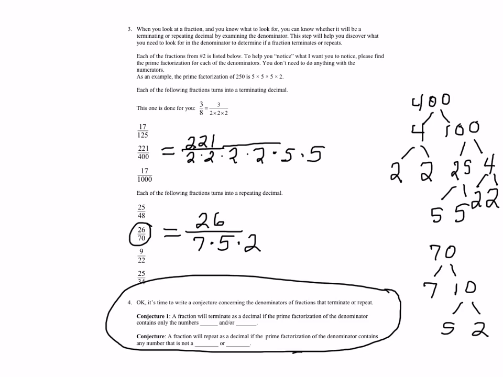And then a fraction will repeat as a decimal if the prime factorization of the denominator contains any number that is not. All right, so that's the important part here. Any number that is not a. The answers to this are going to be identical to the answers for this, okay? So you're going to come up with the 2 numbers here, then you're going to come up with the 2 numbers here.